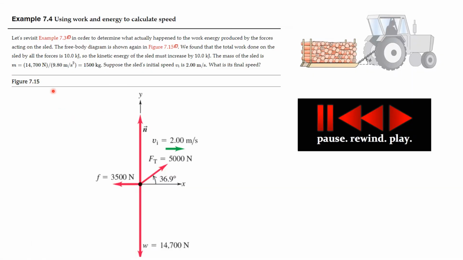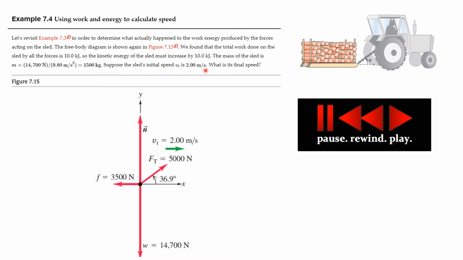Let's consider another problem, and this is the problem that we studied before about the tractor pulling a sled with a bunch of wood on it. We ended up having this diagram down here. Now, what is new in this problem? Let's talk about what is old first. So the picture was much of this, and in the previous example, we found that the total work done by all of the forces was 10 kilojoules.